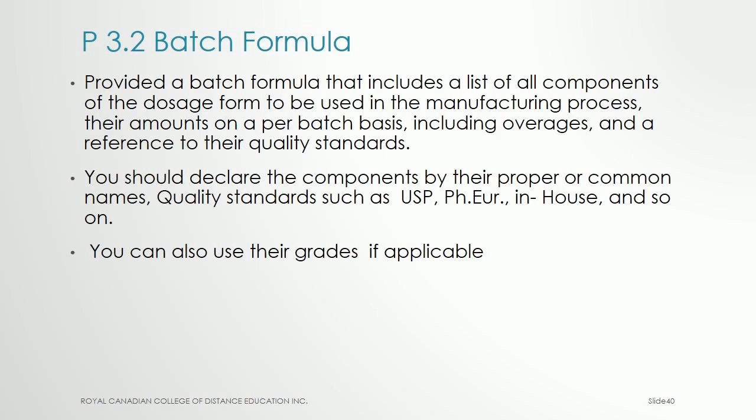Batch formula. Provide a batch formula that includes a list of all components of the dosage form to be used in the manufacturing process, their amounts on a per batch basis, including overages, and a reference to their quality standards. You should declare the components by their proper or common names, quality standards such as USP, European Pharmacopoeia, in-house, and so on. You can also use their grades if applicable.